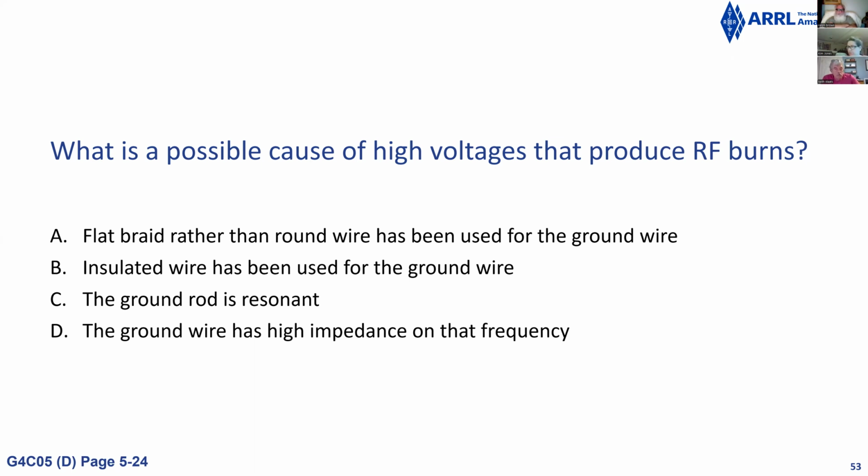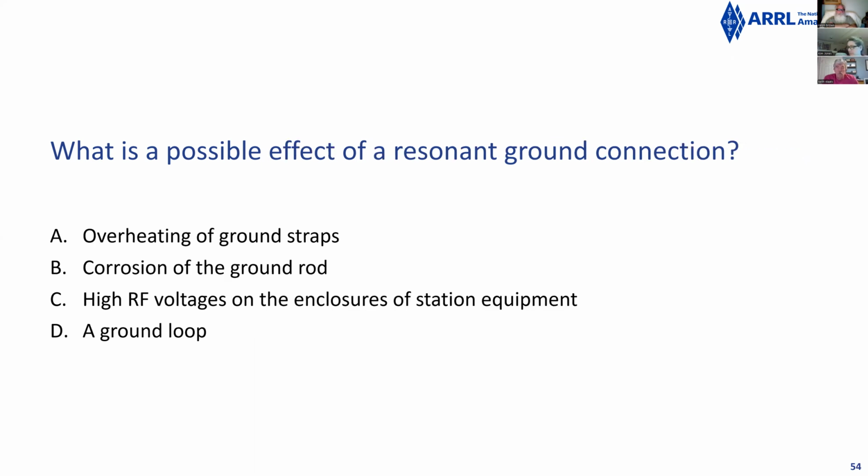Again, we're going to get into this in much more detail next week. And part of the problem you may be having is that we're doing this out of chapter order, for which I apologize. What's the possible effect of a resonant ground connection? Overheating ground straps, corroding the ground rod, high RF voltages on the enclosures of station equipment, or a ground loop.